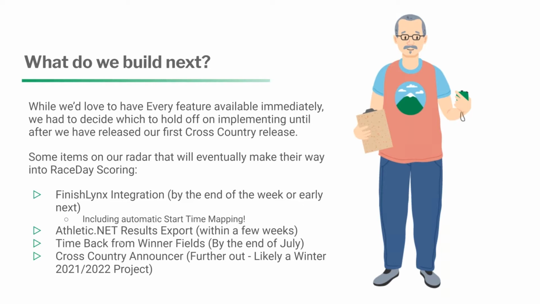Another one is adding in the time back from winner fields. Some people like to show, in the team list, how far back from the team winner each member was. So the first person is 0, the next person was 30 seconds back, the next person was 45 seconds back from the leader, the next person was 1 minute and 35. So they can see how tight their grouping was for a specific team. That's one thing that a lot of people like to look at, is how tight their top 5 are.